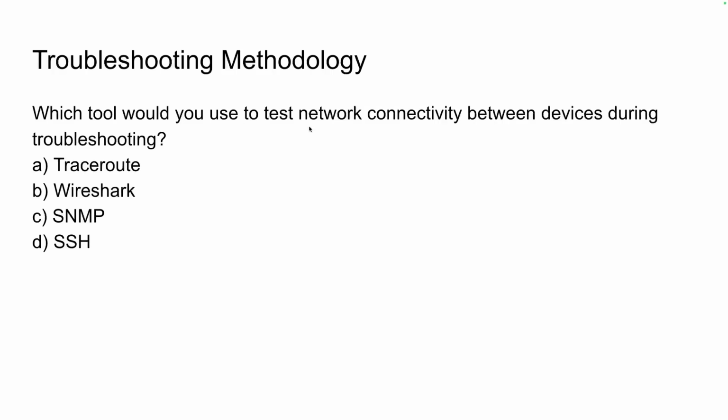Which tool would you use to test network connectivity between devices during troubleshooting? So the network connectivity, right? So SSH is for remote connection. So this is not really a tool that we would use for troubleshooting. It's usually a tool that we would use for administration, for trying to manage something. Simple Network Management Protocol could be something that we would use for network connectivity. Wireshark is between devices during troubleshooting. I feel like Traceroute, Wireshark, and SNMP, all three of these have a purpose for network connectivity troubleshooting.